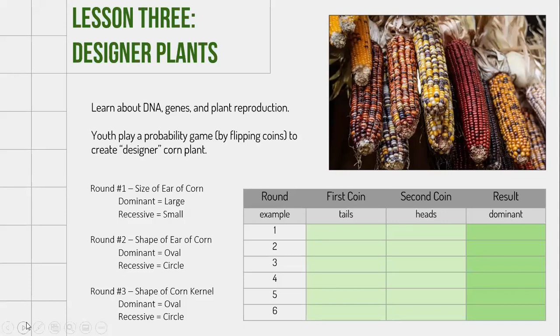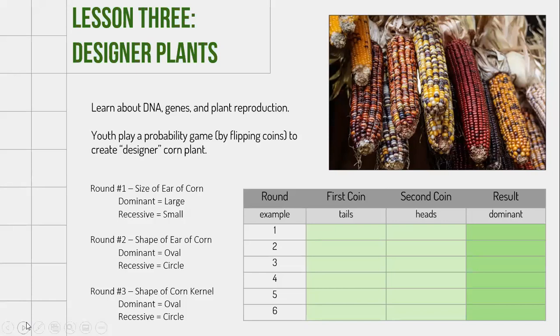Those parent plants are going to come together, have that pollination experience, and then produce that offspring. And so with that, each round, depending on what they flip, heads versus tails, they're going to record that and then determine, was it dominant versus recessive? And then that's going to tell them how to design their corn.